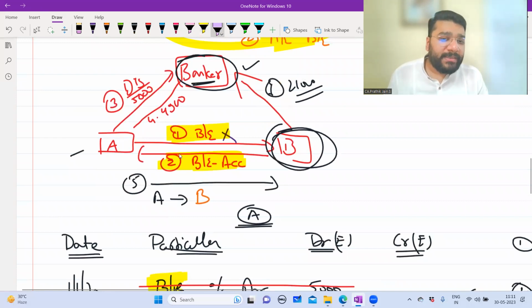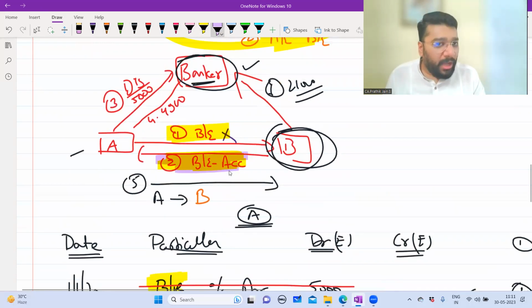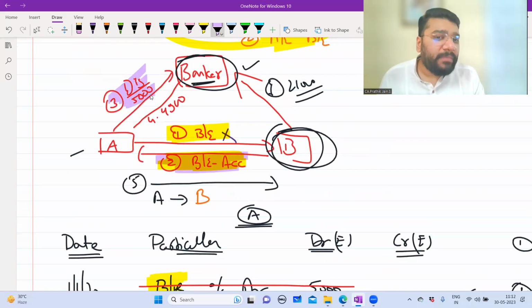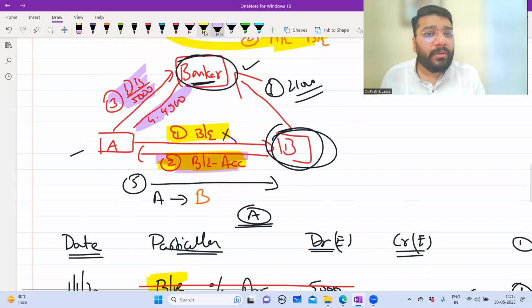Now we have recorded the bill acceptance entry. Now, A is discounting the bill with the banker. Will B record this in his books of accounts? No, sir, not at all. So these two entries B will not record.